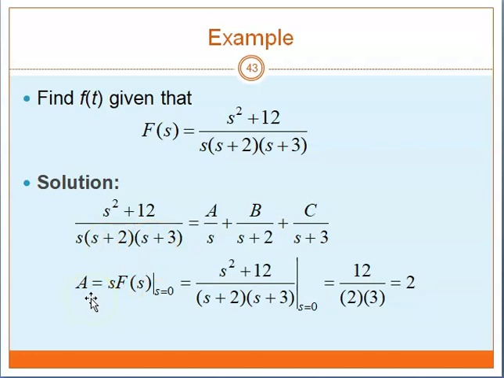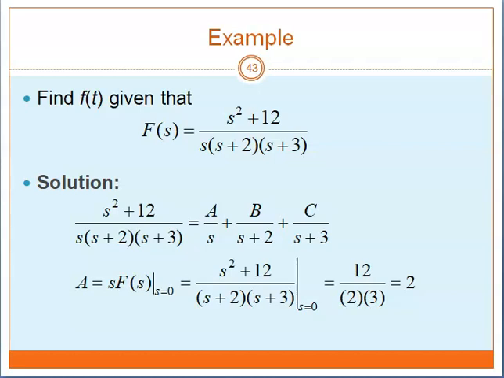First, find out what A is. So you have A is equal to sF(s) when s is equal to 0. That will give you the equation of (s squared plus 12) over (s plus 2) times (s plus 3), given that your s is equal to 0. Just plug in s is equal to 0 into the equation and you will get A is equal to 2.